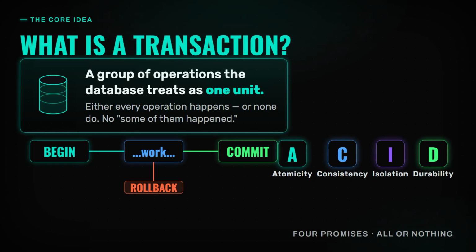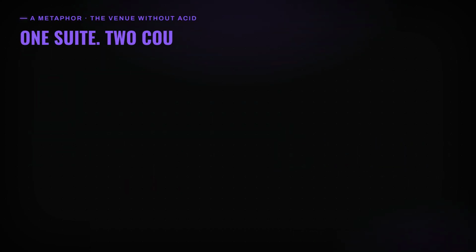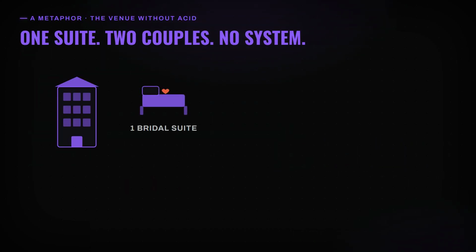But all or nothing is just the start. There are actually 4 promises the database makes about every transaction. Their initials spell ACID: Atomicity, Consistency, Isolation, Durability. Each one protects you from a specific category of disaster. We are going to walk through all 4, with the real examples you will hit in your career.